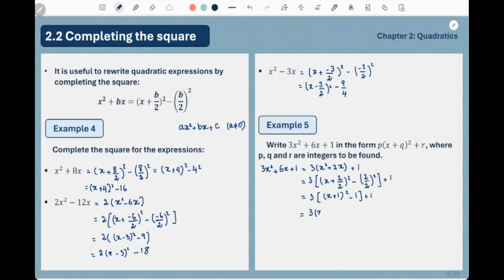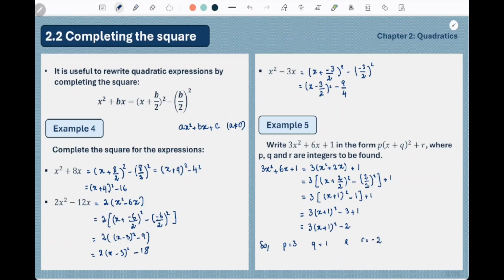3x plus 1 squared minus 3 plus 1. So 1 minus 3 is minus 2. So we get 3x plus 1 squared minus 2. So in this case, my p is 3, q is 1, and r is minus 2.